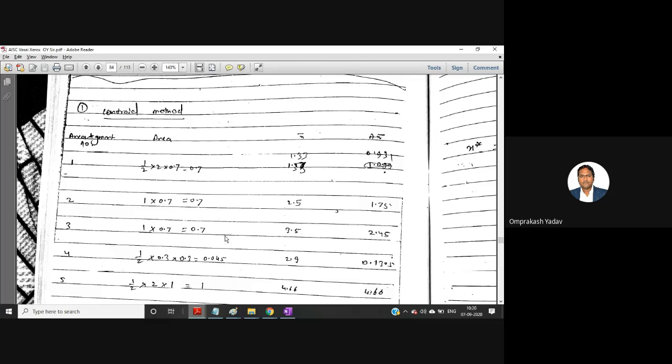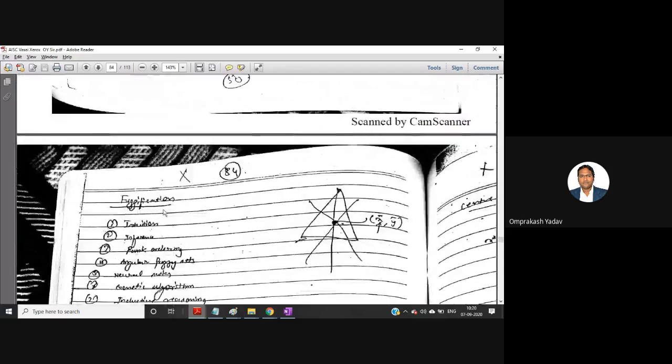Now let's go to the first area. This is the first area, right? The points are 0, 1, 2. What is the formula for the area of a triangle? It's 1 by 2 into base into height. Please remember the formula: the area of a triangle is 1 by 2 into base into height. If we calculate the base, it is 2 units, 1 unit and 2 units, 0 to 2, right?